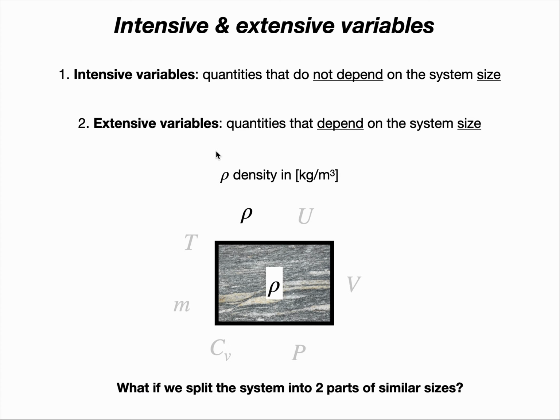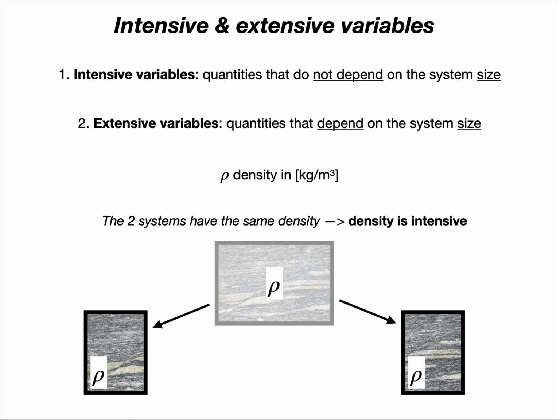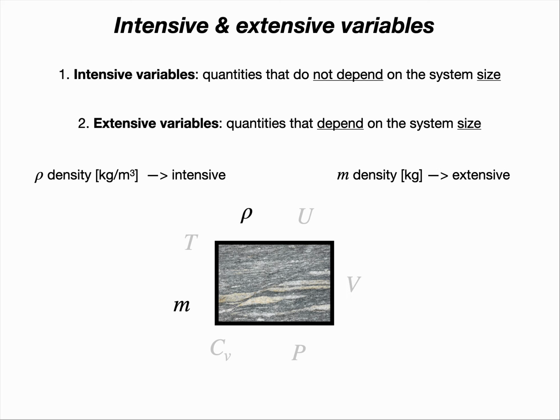Let's do the same with density. Density is in kilogram per meter cubed. If I take the rock, which has a given density in kilogram per meter cubed, and split it into 2, each bit of rock still has the same density. So the density is independent of the system size. It is an intensive variable. So density is intensive, mass is extensive.